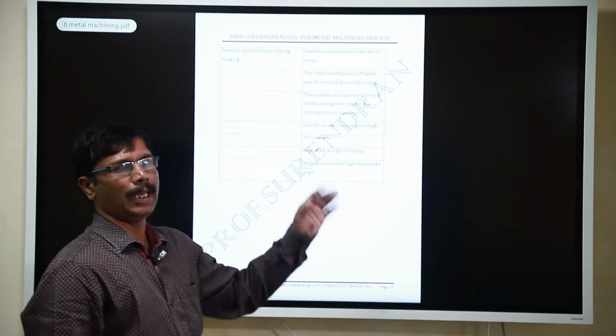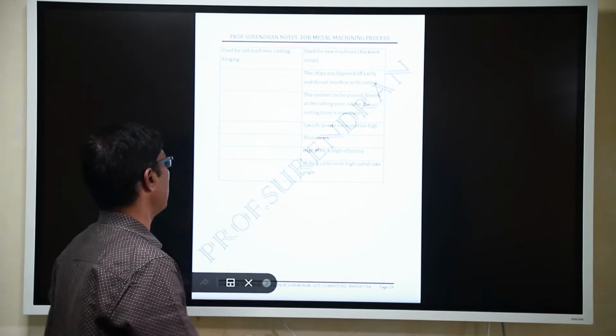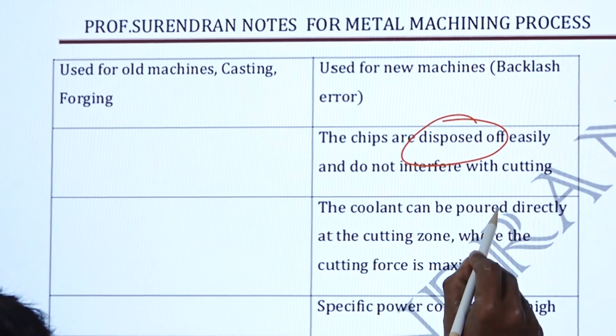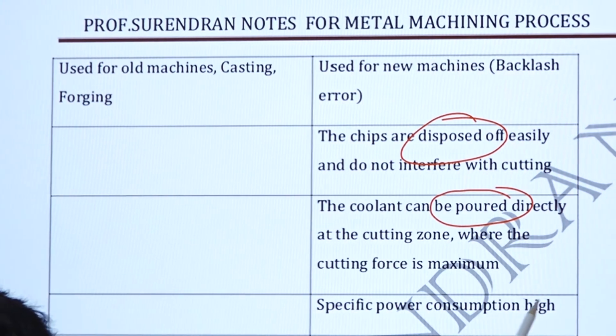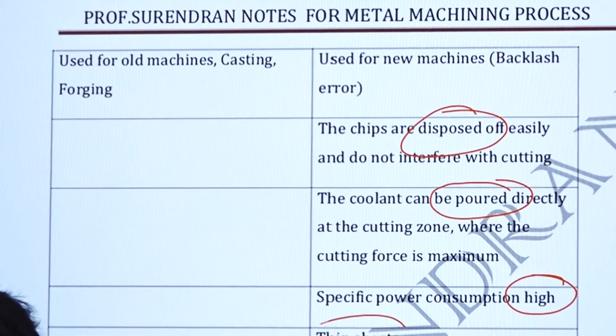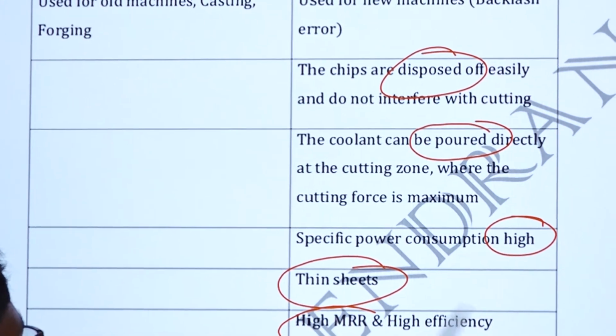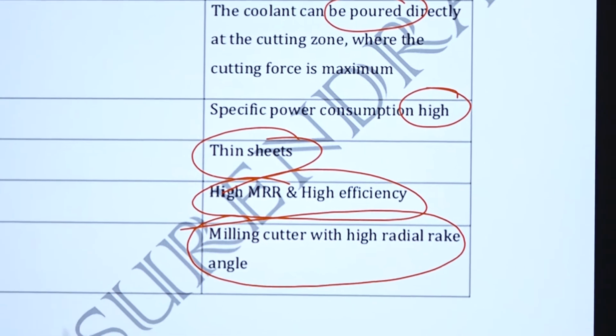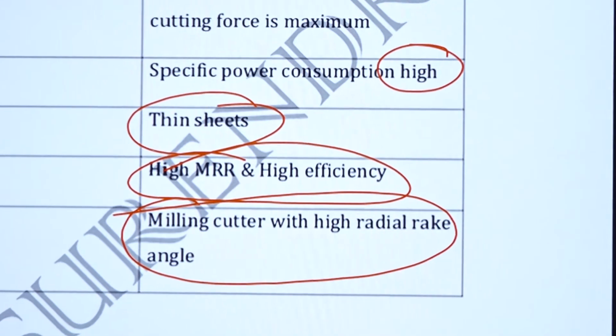So here in down milling, the chips can be disposed easily, and the coolant can be poured directly. Specific power consumption is high. It can be used for thin sheet, high MRR and high efficiency. Milling cutter with high radial rake angle. So these are the specific features of down milling.